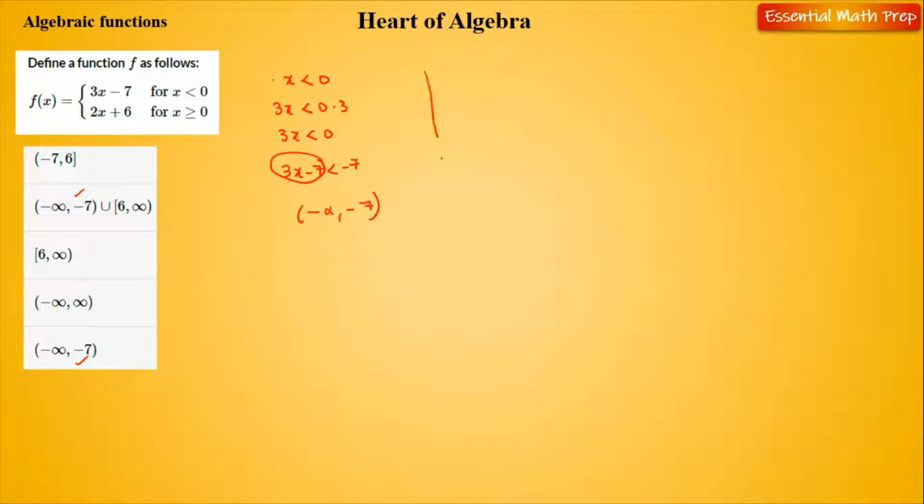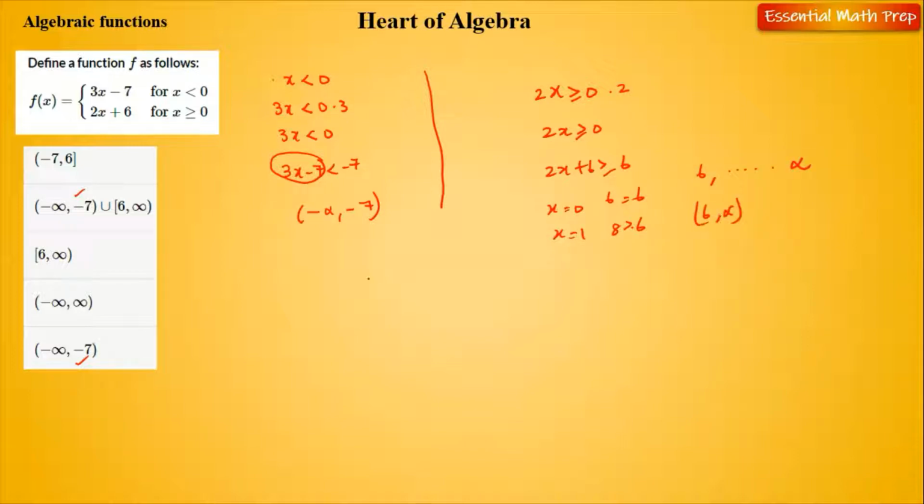Okay. Similarly, for the other set, we have x is greater than or equal to 0. If you multiply both sides by 2, then 2x is still greater than or equal to 0. If we add 6 on both sides, 2x plus 6 is greater than or equal to 6. So if x equals 0, 6 equals 6, and x equals 1 means it's 8, greater than 6, right? So the minimum it can have is 6, and the maximum it can have is infinity. So it is 6 to infinity.